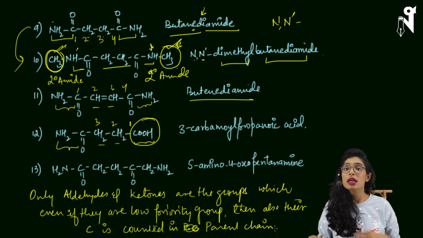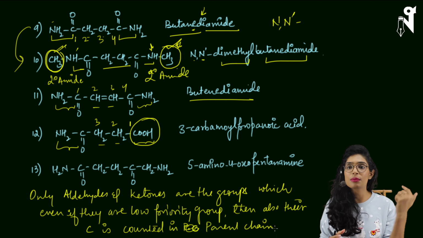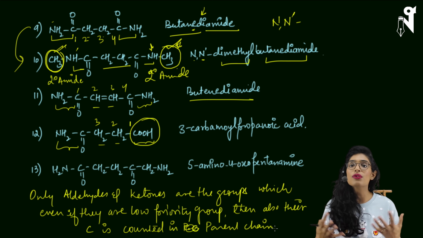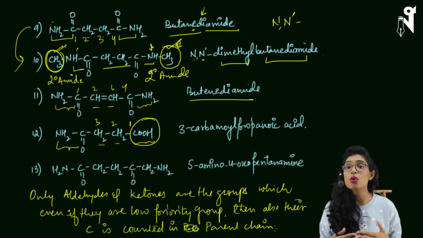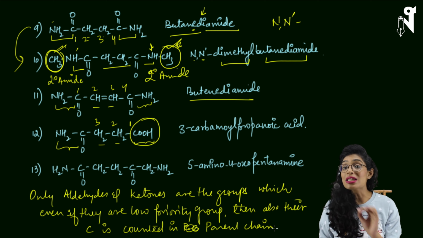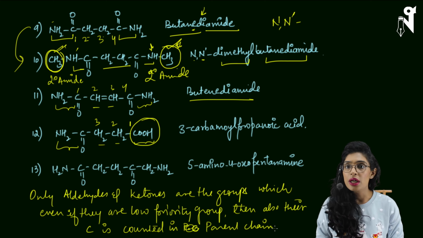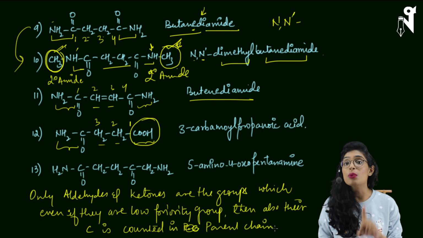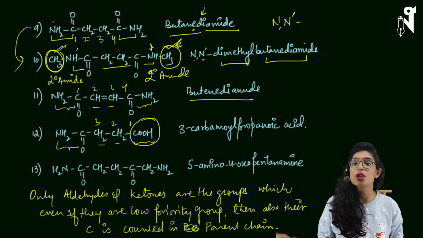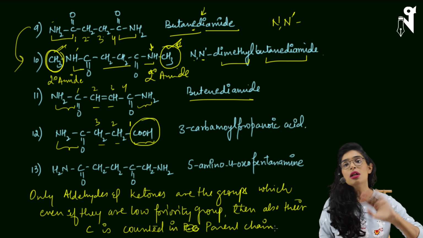Basically what I'm trying to tell you is that when you talk about aldehyde or ketone, we can still include them. A ketone is in the middle of the chain, and an aldehyde is a terminal group, or the initiating group. But even if both of these groups are acting as low priority groups, their carbon can still be included in the parent chain counting. That's not the case for all other groups. Any other group which has carbon in it, but is acting as a low priority group, its carbon will not be counted in the principal carbon chain while naming.